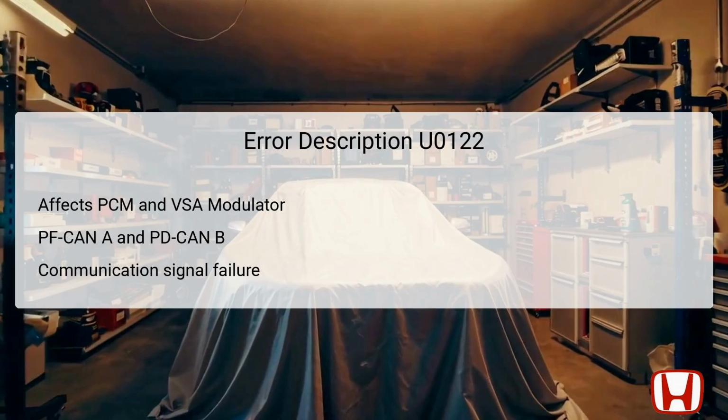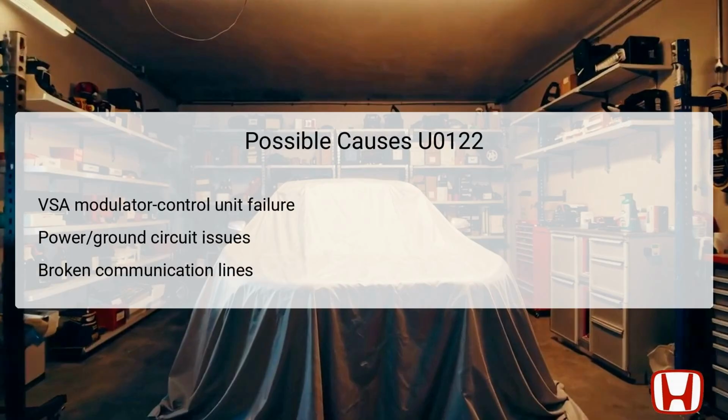The failure may stem from several sources, including a malfunction in the VSA unit itself or disruptions in the power or ground wiring connections. If the VSA modulator-control unit fails to initialize properly, it can also trigger the DTC to be stored. This underlines the importance of conducting a thorough inspection of the power and ground circuits before moving on to more complex diagnostics. Several potential causes can lead to the DTC code U0122.